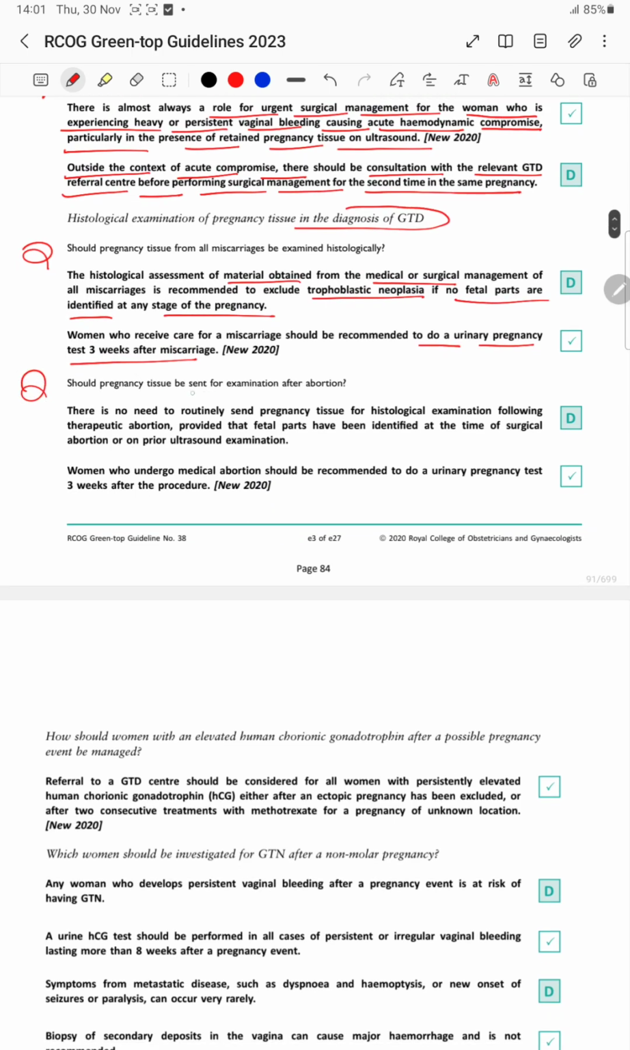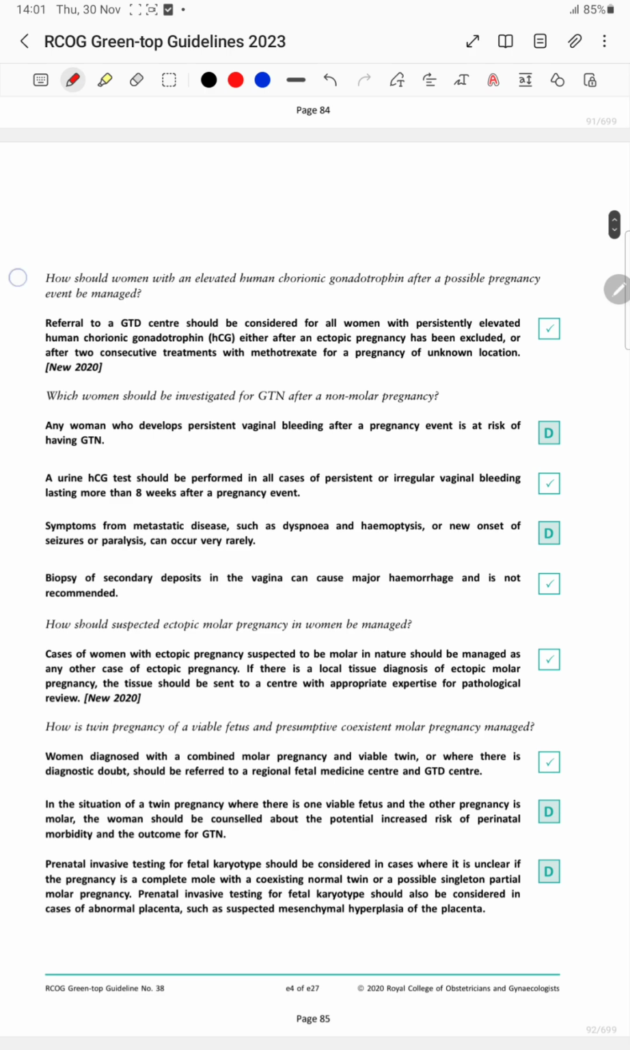Should pregnancy tissue be sent for examination after abortion? There is no need to routinely send pregnancy tissue for histological examination following therapeutic abortion, provided that the fetal parts have been identified at the time of the surgical abortion or on the prior ultrasonographic examination. Women who undergo medical abortion should be recommended to do a urinary pregnancy test 3 weeks after the procedure.